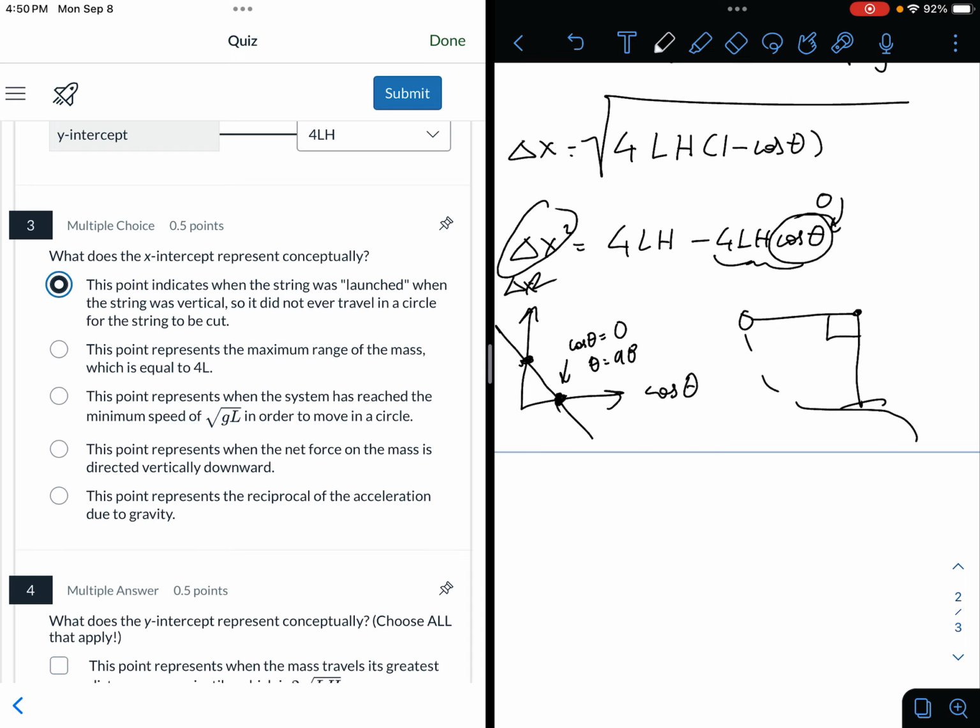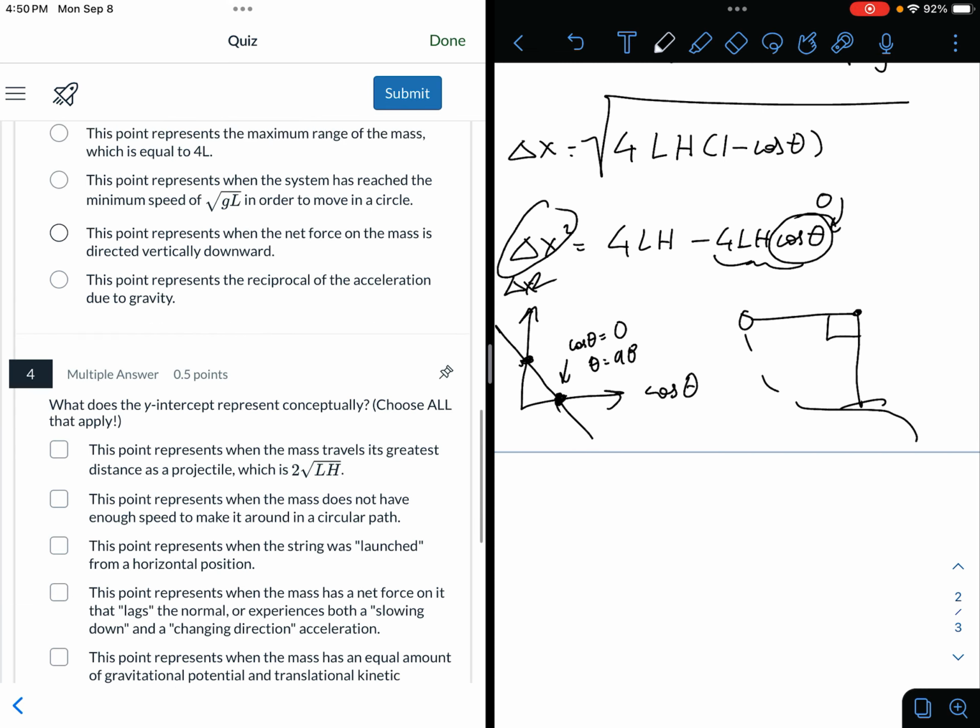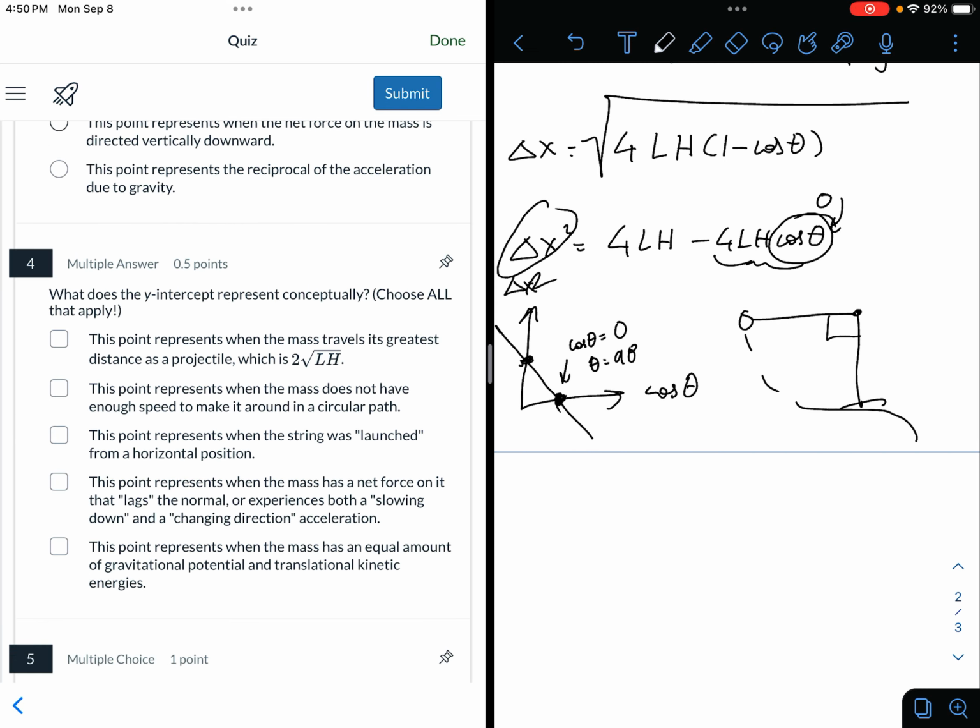So this is like when I don't even pull it back. This is when the string is completely vertical. This is the maximum range, right? Because the y-intercept is 4LH, so this would be 2 root LH is the max range. And this is also when it's launched from horizontal position. Yeah, I'm pretty sure it's just those two.